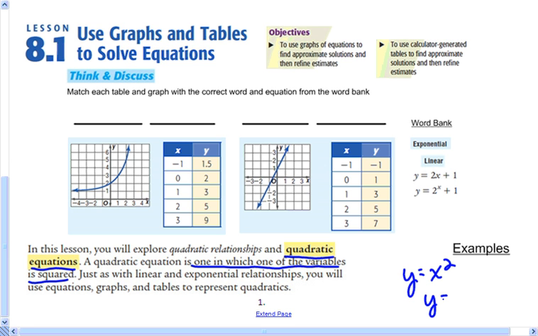Some other ones that you might see might look something like this. They might be like 2x squared minus 3x plus 4. We've seen these earlier. We learned how to factor these and how to multiply binomials to get these. But that's what a quadratic equation looks like. We're going to learn how to use our calculator to solve those.